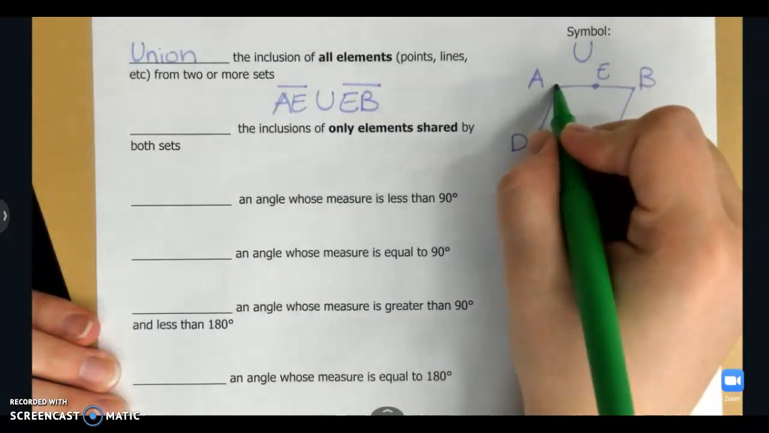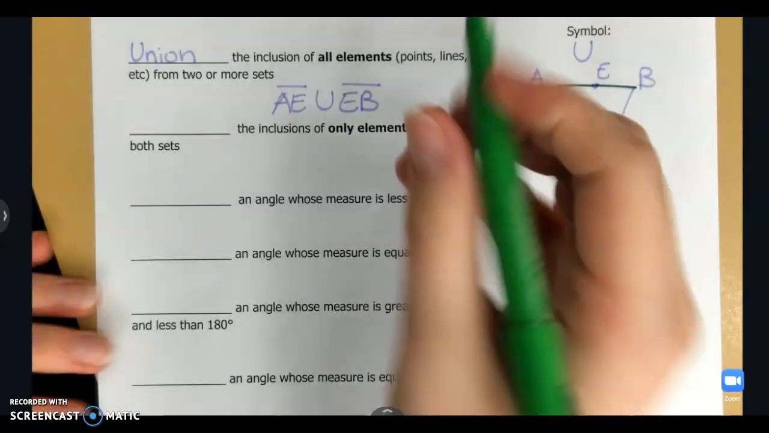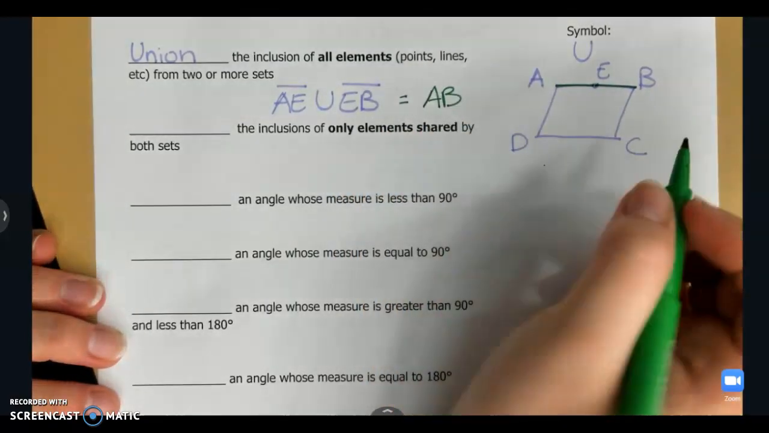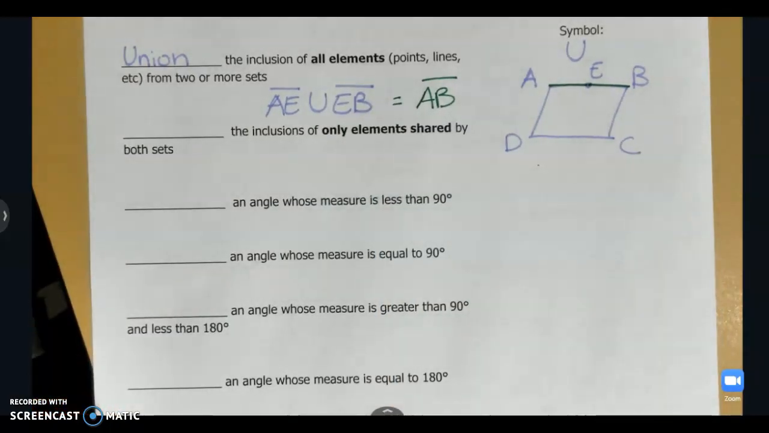The union, AE and EB, what does that make all together? And AB is a line segment. So just a line with no arrows. Line AB, line segment AB.